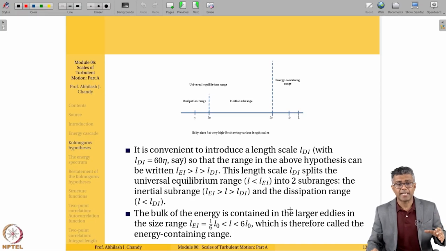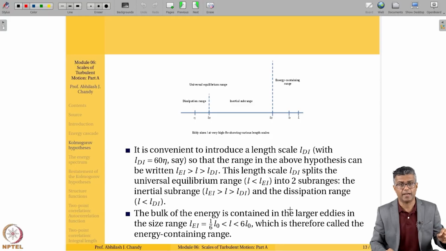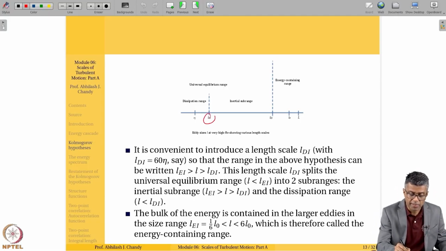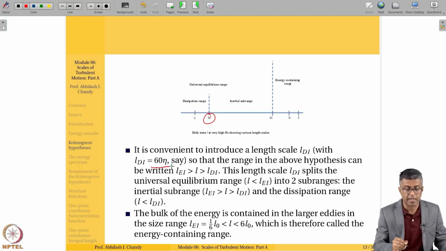So let's look now at a range of length scales. Because of this, let's introduce a new length scale, which I am going to call LDI. Since it is much larger than the dissipative eddy, it is much less than the energy containing eddy. So it is less than LEI and greater than LDI. This is a consequence of Kolmogorov's third hypothesis. So we are saying there is an LDI that is much greater than eta, let's say it is 60 eta.